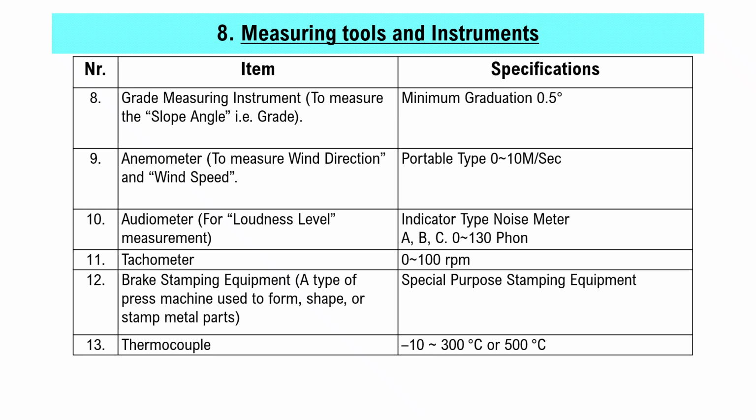Number 8, grade measuring instruments, minimum graduation 0.5 degrees, to measure the slope angle, that is grade. Anemometer to measure wind direction and wind speed. It should be portable, 0 to 5 meters per second. Audiometer to record loudness level measurement. Tachometer to record RPM. Brake stamping equipment, a special purpose stamping device. Thermocouple to record minus 10 degrees centigrade to 300 degrees centigrade or 500 degrees centigrade, whichever is available.